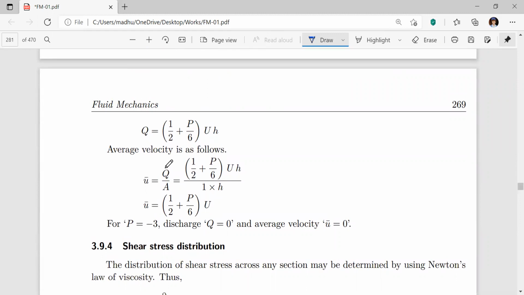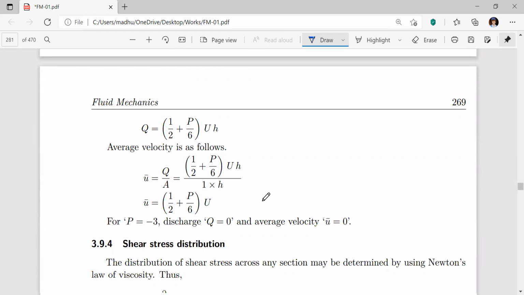where average velocity is Q by A. It is the continuity equation: Q is equal to area into velocity. Rearranging, U is equal to Q by A, that is, velocity is equal to volume flow rate divided by area. So for the Q expression (1 by 2 plus P by 6) UH divided by area, which is 1 into H, unit thickness into height of the gap between two parallel plates, the average velocity is (1 by 2 plus P by 6) into U.